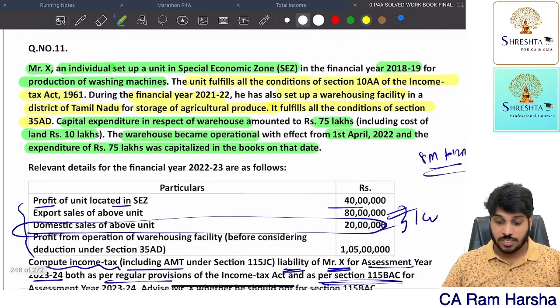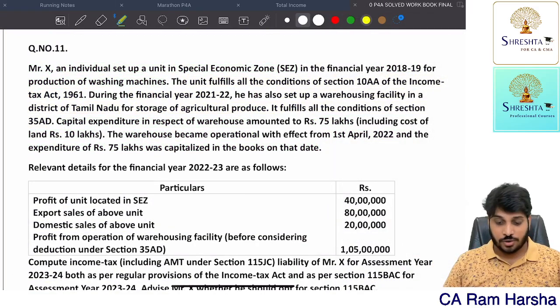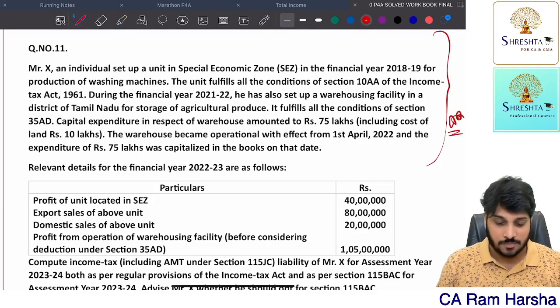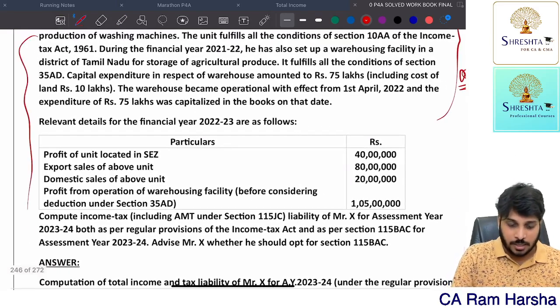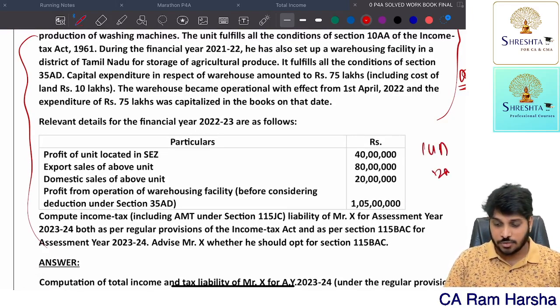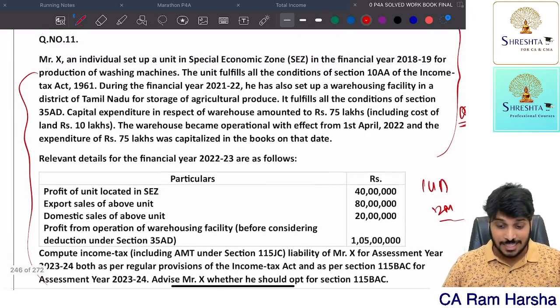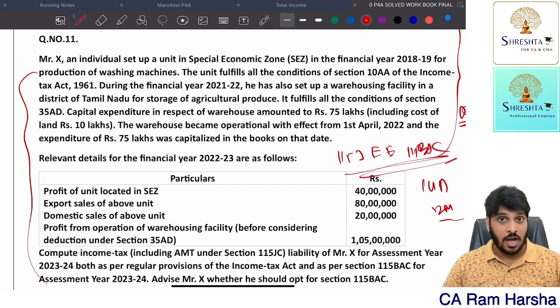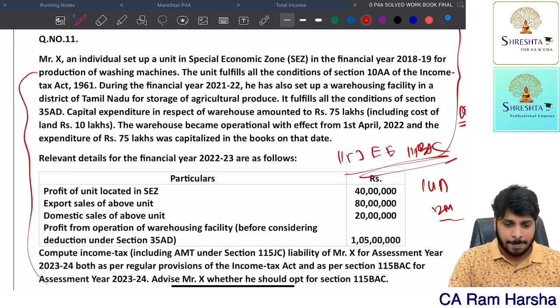Yes, this question number 11 is there. Everyone try to solve this particular question. There is a high possibility that a similar question will come in the exam. If asked, they'll ask for 14 marks or at least 12 marks. Getting it? So be very careful. Now, in this question, they have 115 JEE and 115 BAC. Everything is tested in this question. Anyhow, I will talk about 115 BAC now.